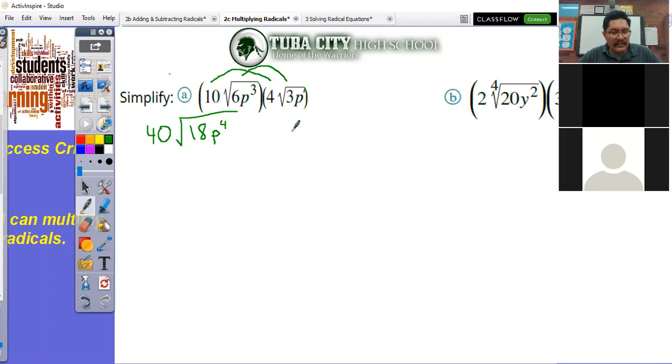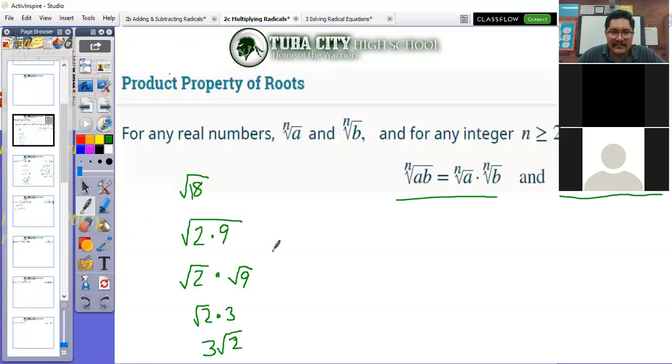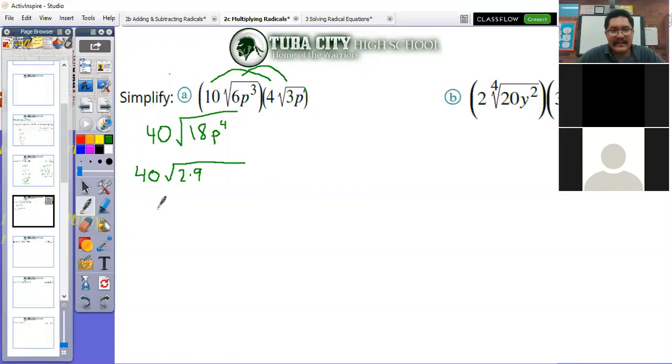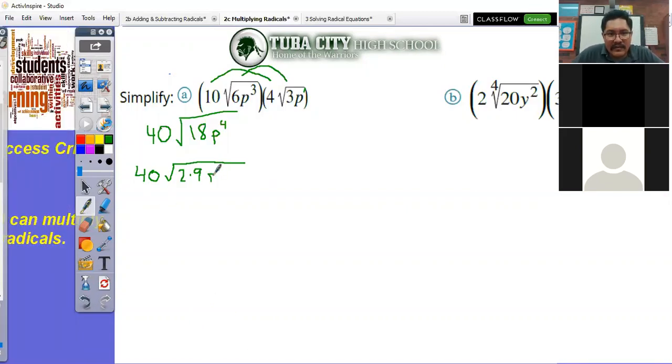Now, we start simplifying our radical as much as we can. Maybe I'll write it out. Remember what I would say: when in doubt, write it out. So I'm going to factor 18 into some numbers that I can easily break down. So 2 times 9, and we also did this a slide ago, so I think I used that as an example. And we end up with, again, p to the 4. So p times p times p times p.